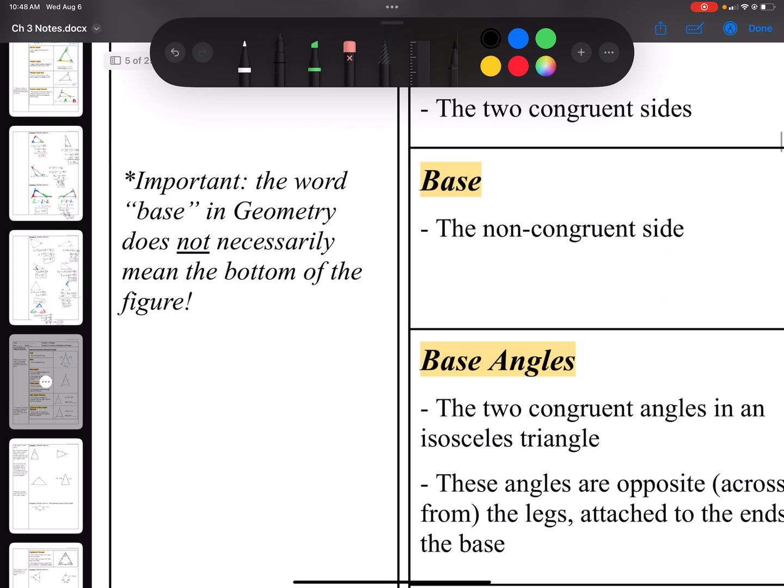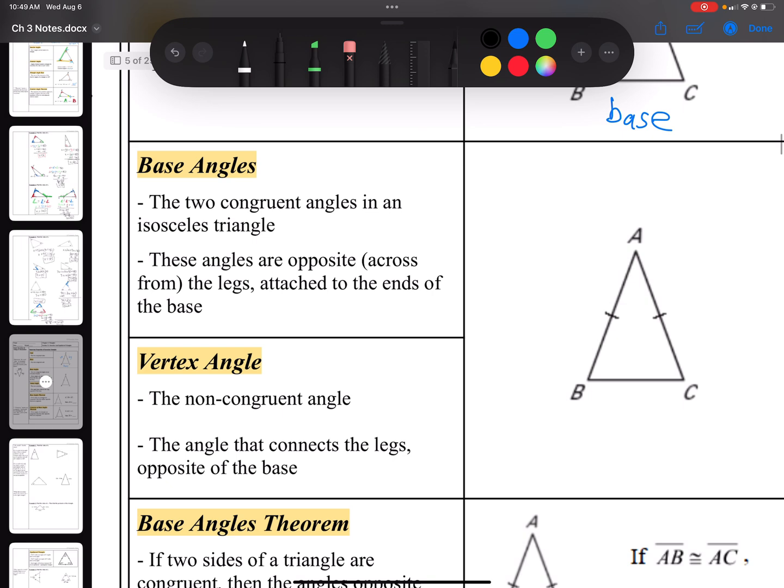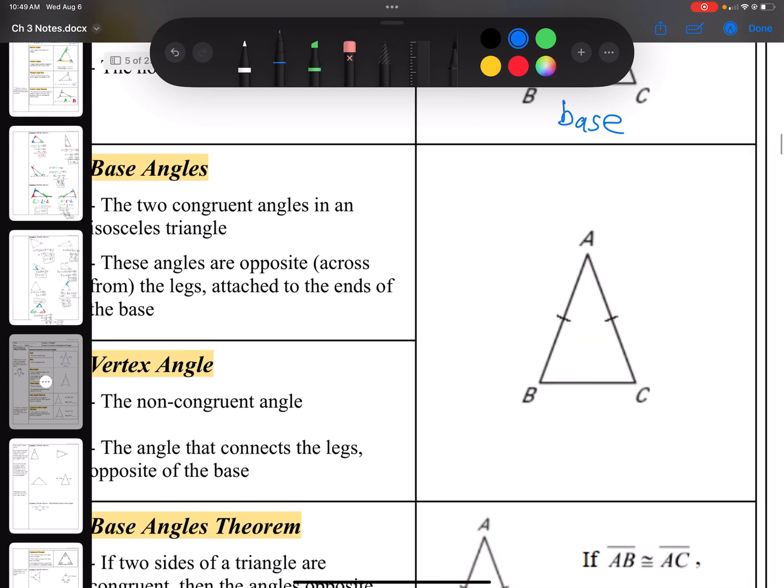Look in the margin. In this diagram here, in this isosceles triangle, remember the equal sides are the legs. The base is actually the top this time. It's the non-equal side, the non-congruent side. The base angles are those that are attached to the base. So they're opposite of the legs. So in this triangle here, these are the base angles.